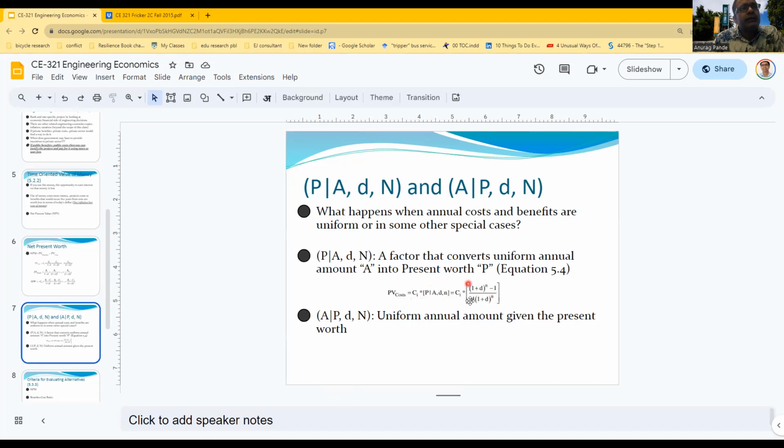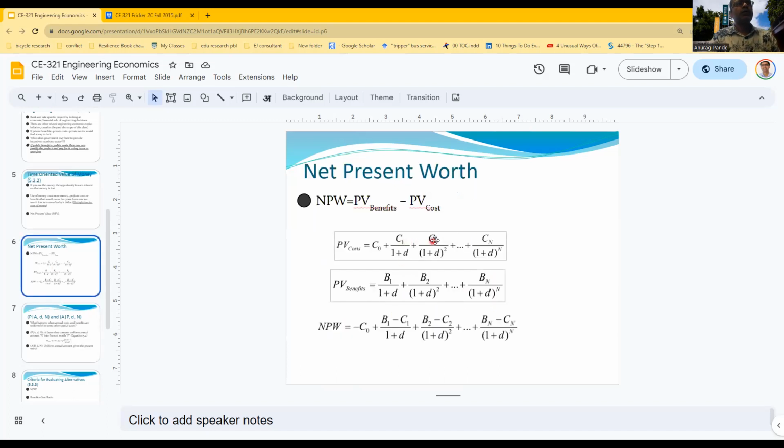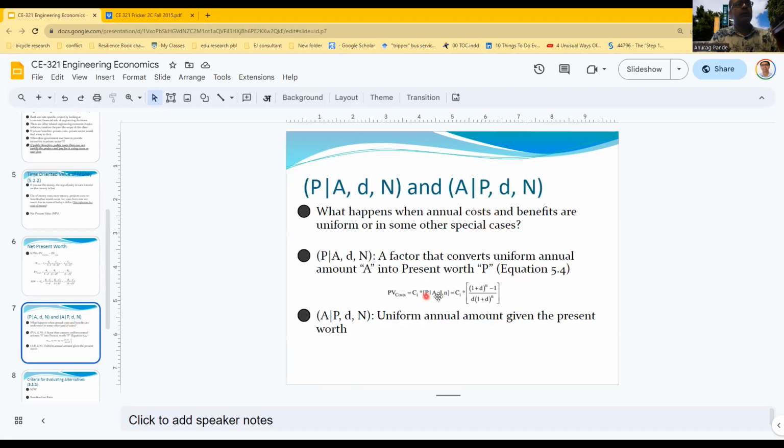And what's this factor? It depends on the discount rate and on the life cycle of the project, N. So if these values were all 1,000 every year, you can convert these 1,000s into the present value. Okay, so let's do a quick example of this. Let's say D is equal to 5% and N is equal to 10 years.